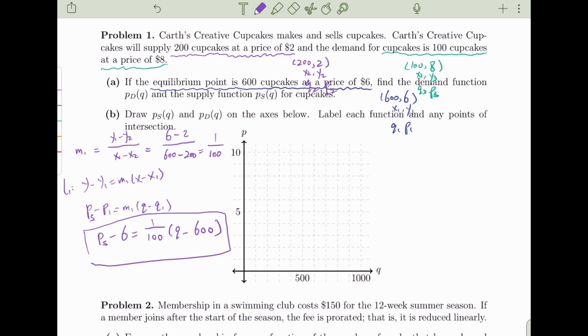And since this question does not ask us to express this equation in the slope-intercept form, this point-slope form is also accepted. We can just leave it like that. That is our demand function. A supply function.